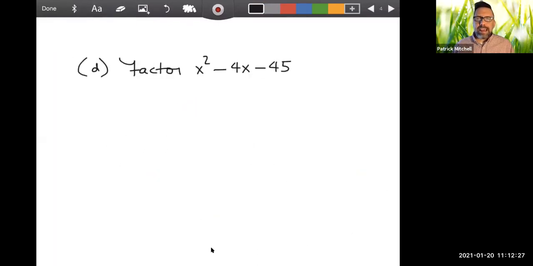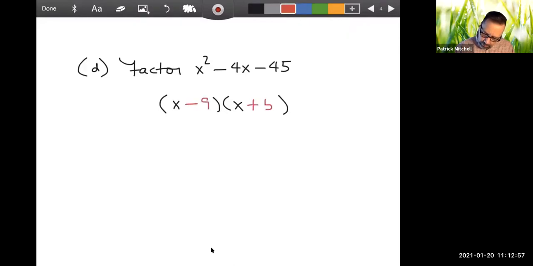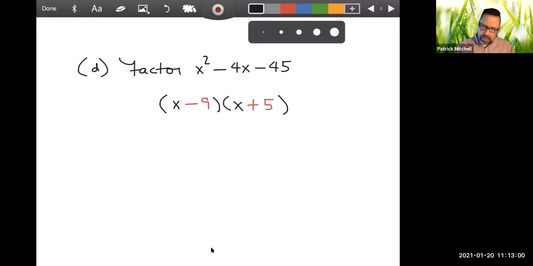All right, this one says factor x squared minus 4x minus 45. So I put this in here to kind of emphasize something that we talked about earlier. This is the same kind of factoring that we just talked about. I'm looking for mystery numbers that add up to -4 and multiply to -45. Those two numbers are -9 and +5. So is this the point where I should say, okay, and if that equals 0, that must mean that either x minus 9 is 0 or x plus 5 is 0?